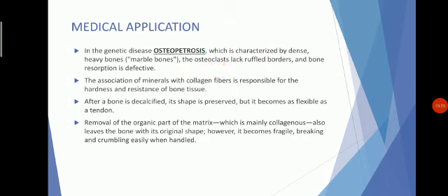The association of minerals with collagen fibers is responsible for the hardness and resistance of bone tissue. After a bone is decalcified, the shape is preserved, but it becomes as flexible as a tendon. Removal of the organic part of the matrix, which is mainly collagenous, also leaves the bone with its original shape, however it becomes fragile, breaking and crumbling easily when handled.